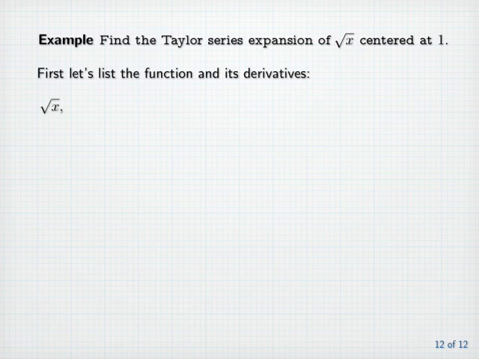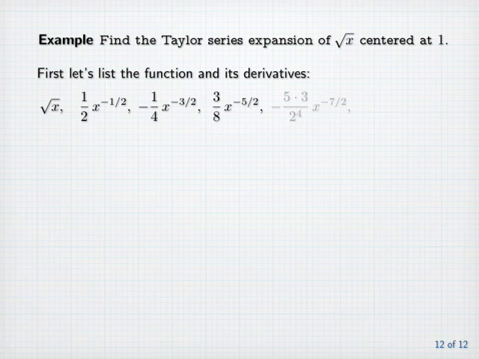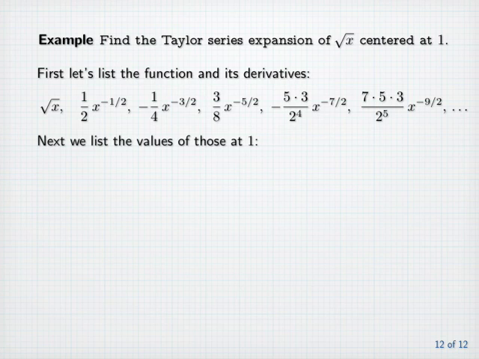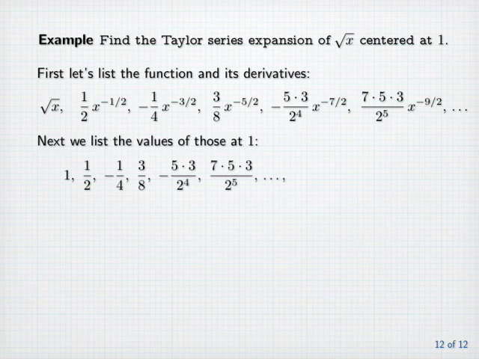The square root of x, 1/2 times x to the minus 1/2, minus 1/4 times x to the minus 3/2, 3/8 times x to the minus 5/2, minus 5 times 3 divided by 2 to the 4th power times x to the minus 7/2, 7 times 5 times 3 divided by 2 to the 5th times x to the minus 9/2, and so on. The values of those at 1 are 1, 1/2, minus 1/4, 3/8, minus 5 times 3 divided by 2 to the fourth, 7 times 5 times 3 divided by 2 to the fifth, and so on. Now we'd like to write down a formula here for the kth term.